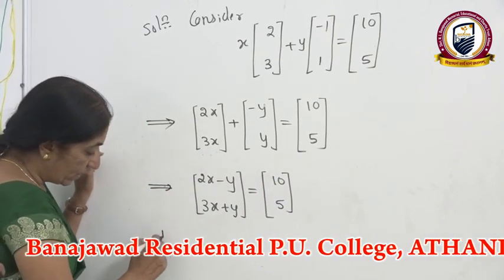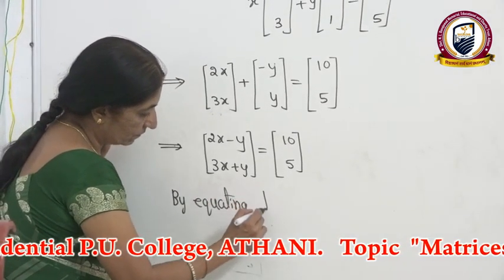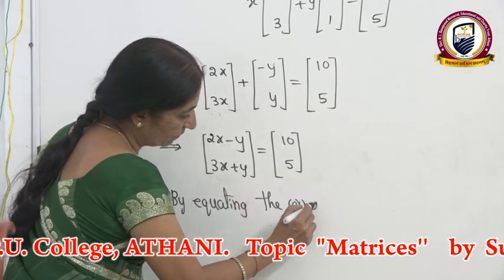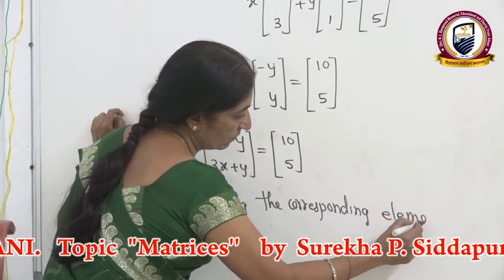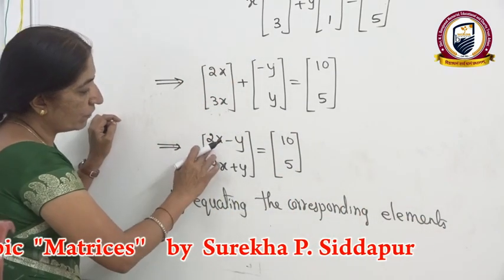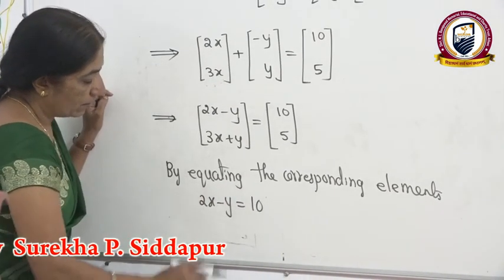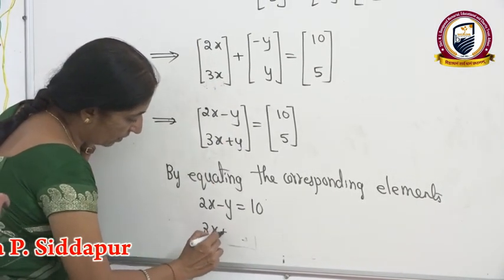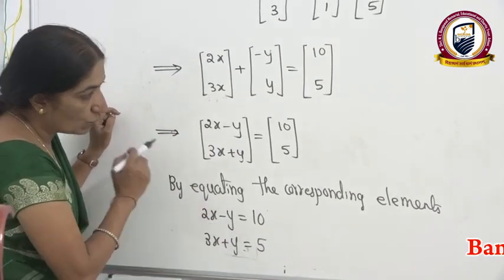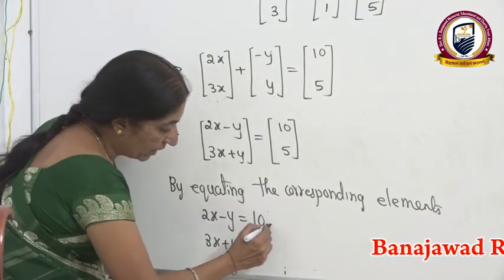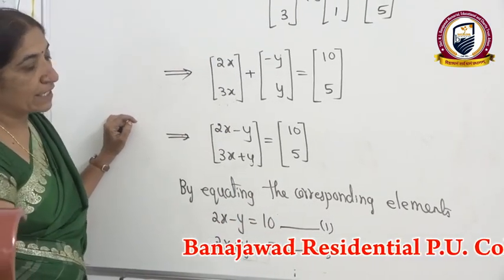Now we have to equate the corresponding elements. See, what is the first element? 2x minus y is equal to 10. Then the next one is what? 3x plus y is equal to 5. Here we have two equations, two variables. Then students, how are you solving? Let us call them equation 1 and equation 2. They are in the form of what? Simultaneous equations.